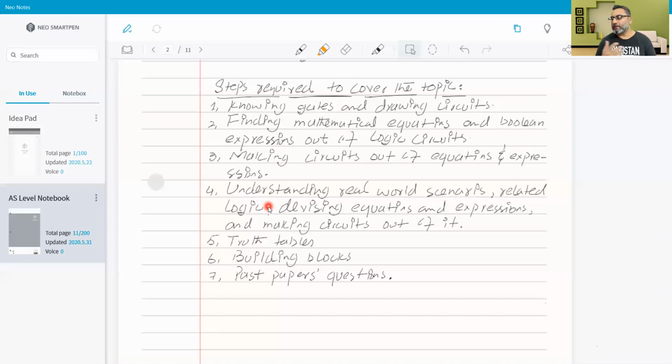And then we have truth tables. We will be learning truth tables, which are basically a method of checking the output from the logic circuit. And then we have building blocks, and afterwards we will be discussing past paper questions. Building blocks I'll discuss when we start.